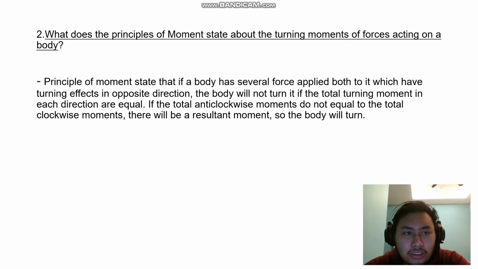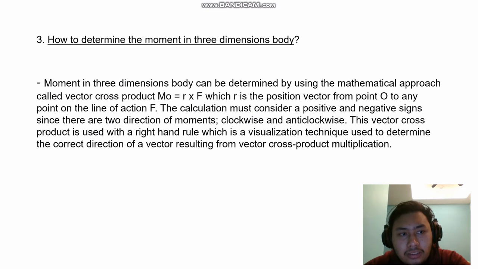Next, the second question is, what does the principle of moment state about the turning moments of forces acting on a body? So the answer for this question is, the principle of moment states that if a body has several forces applied to it which have turning effects in opposite directions, the body will not turn if the total turning moments in each direction are equal. If the total anticlockwise moments do not equal the total clockwise moments, there will be a resultant moment, so the body will turn. Then the last question is how to determine the moment in three-dimensional bodies.